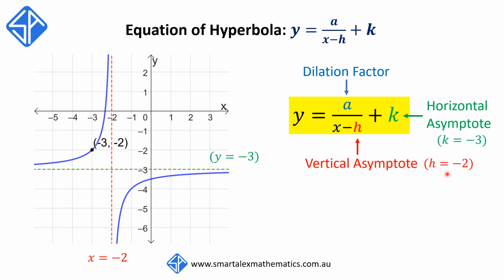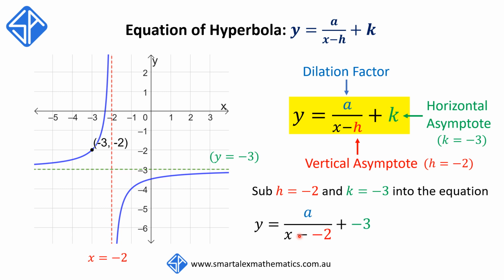Once we've got the values of h and k, we're simply going to substitute these values into this equation. So when we do that, we're going to get y is equal to a over x minus -2 plus -3. The two negative signs next to each other will convert to a plus, and the plus and the minus will convert to a negative, so that we get y is equal to a over x plus 2 minus 3.